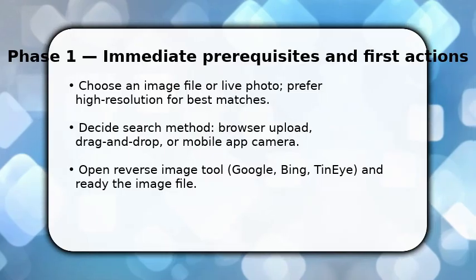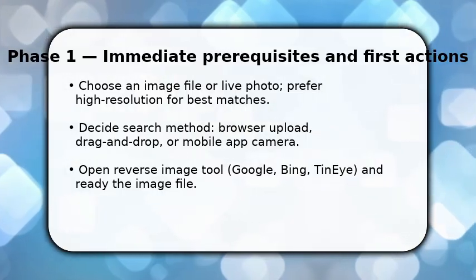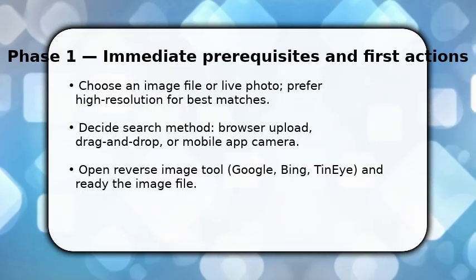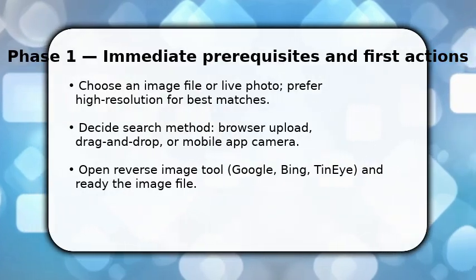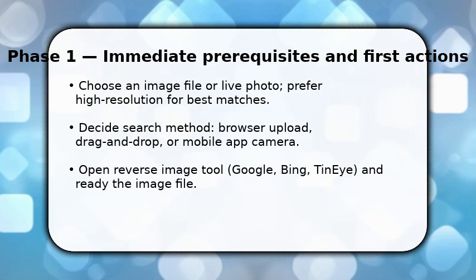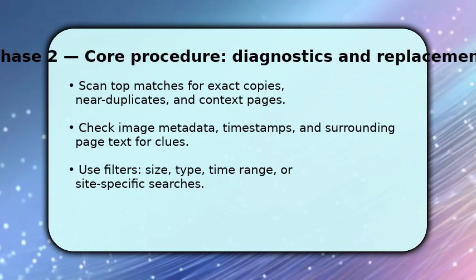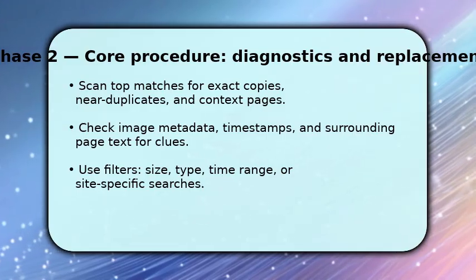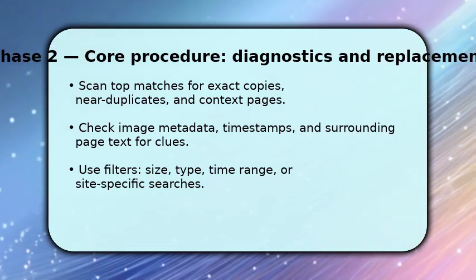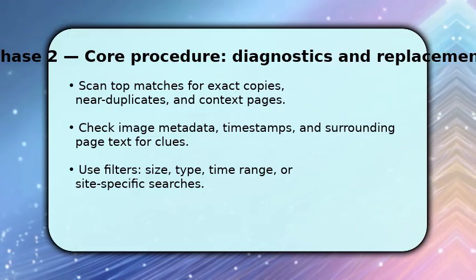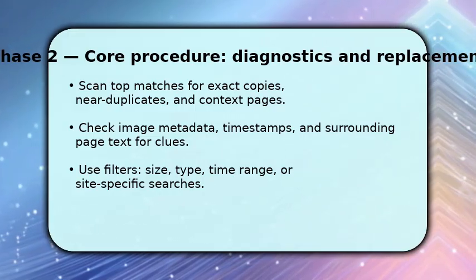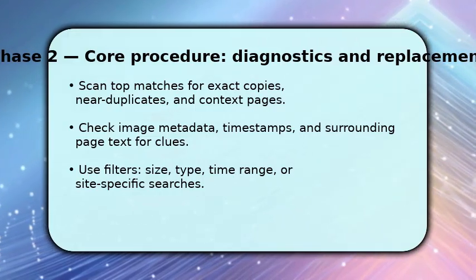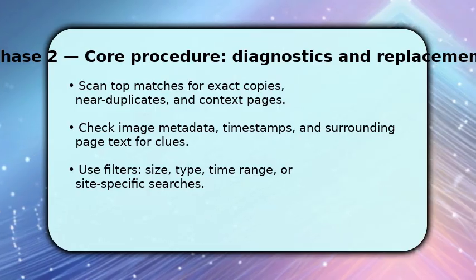Start the search. This begins visual matching, metadata reading, and similarity ranking. This step sets the quality of results, so choose the best source and upload method carefully. Once results appear, inspect the top matches for identical images and near duplicates. These show how widely the image circulates. Make sure to open the hosting pages to read surrounding context and captions, because text often reveals origin or purpose.